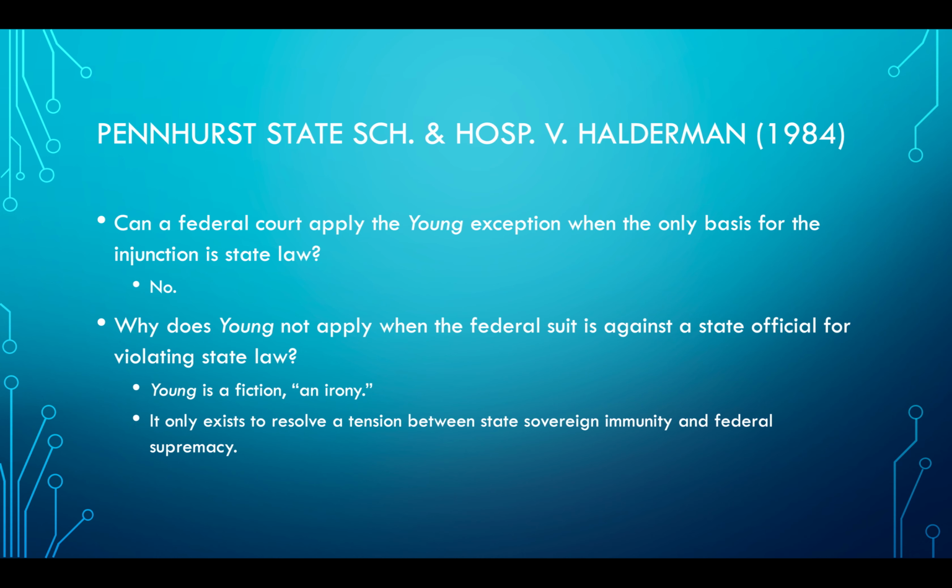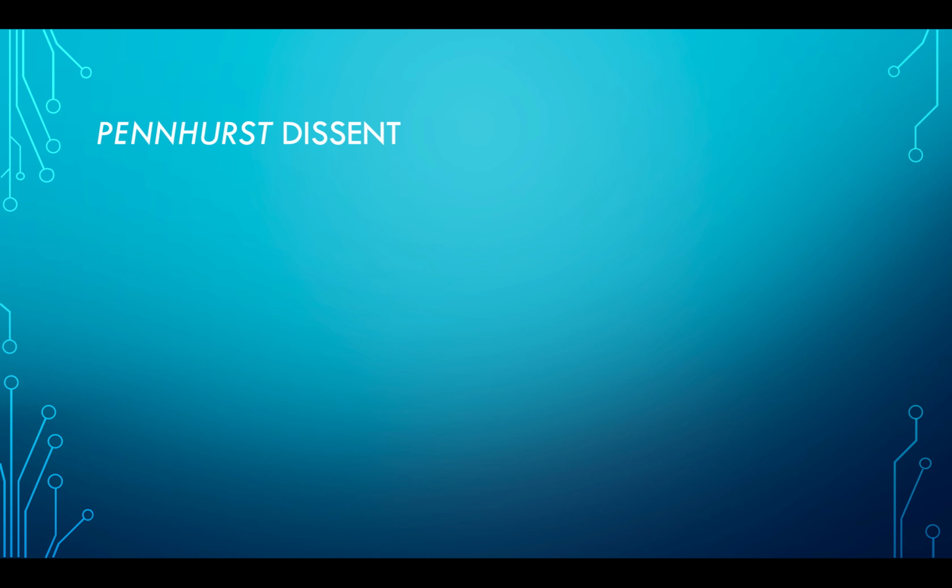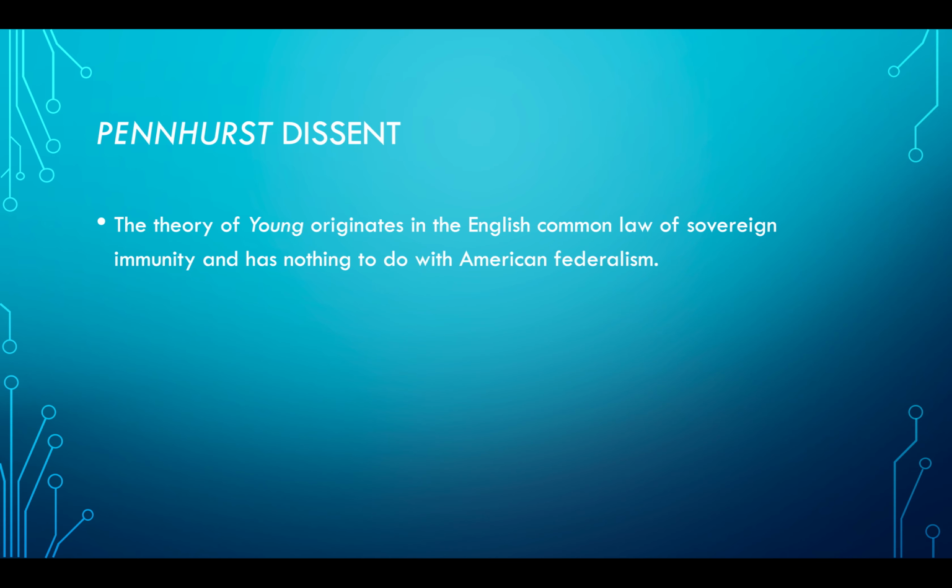Okay. Then let's look at the dissenting opinion here, because I think it helps to clarify and refine some of the majority's opinion. So, the dissenting opinion of Justice Stevens starts out with this first point. And it's a dispute over the origins of Young and what Young stands for. So the majority thinks that Young is a fiction that is simply there trying to resolve this tension between state sovereignty and federal supremacy. But Justice Stevens says that that misconceives where Young came from, at least doctrinally.